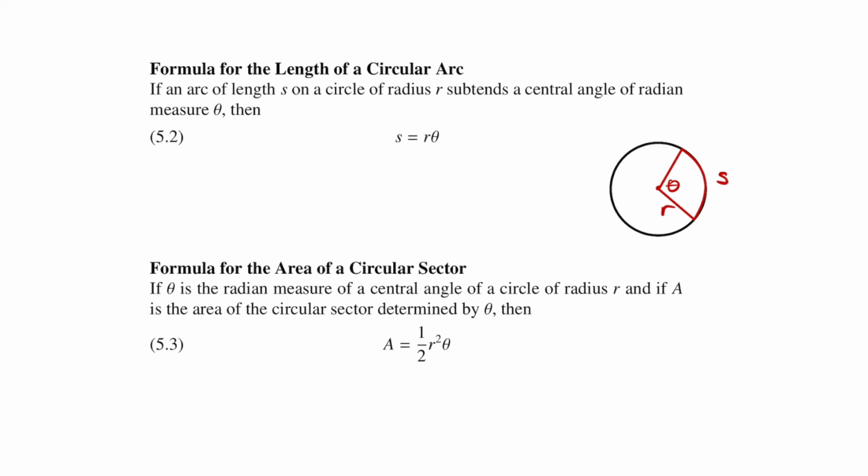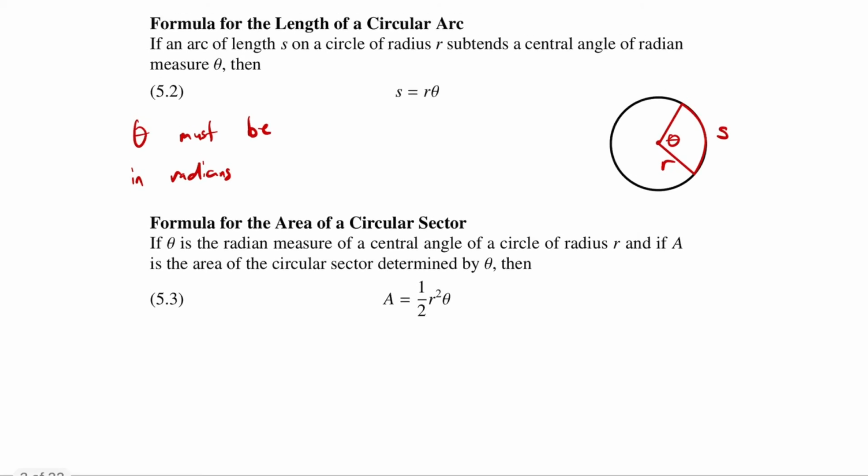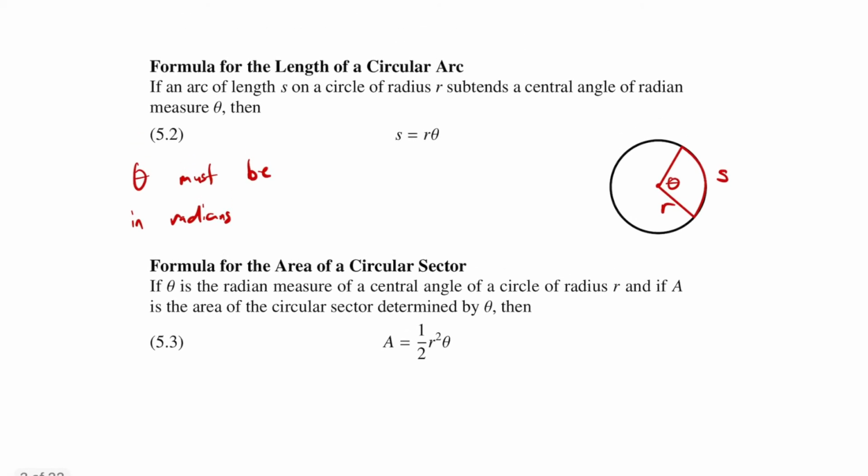Theta, however, must be in radians for the formula to work. All right, and then to find the area of a circular sector, same thing. You can use the same picture. This is the sector. The area of the sector is what I'm shading in. To find that, you would use this formula. And same thing, theta must also be in radians in order for this formula to work.